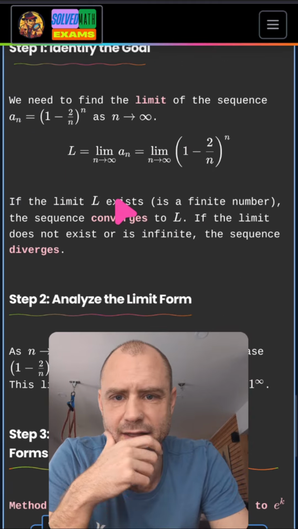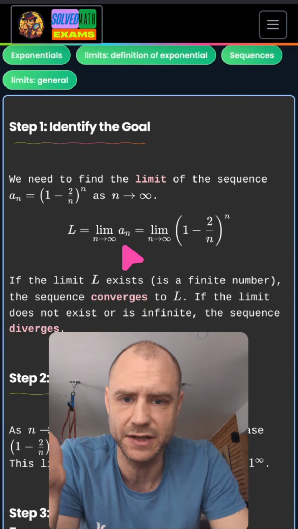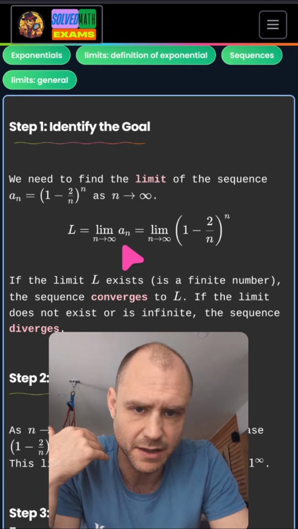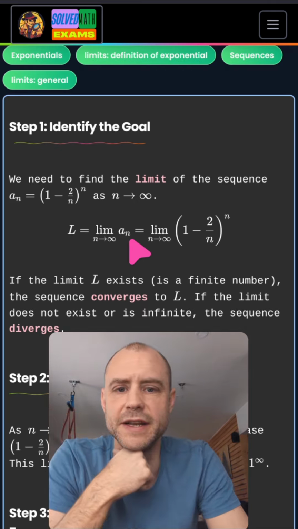So we want to identify the goal. That's just what we talked about right now. This is just setting up the formal notation, the mathematical language of what we're looking for. We're looking for the limit L as n shoots off to infinity.